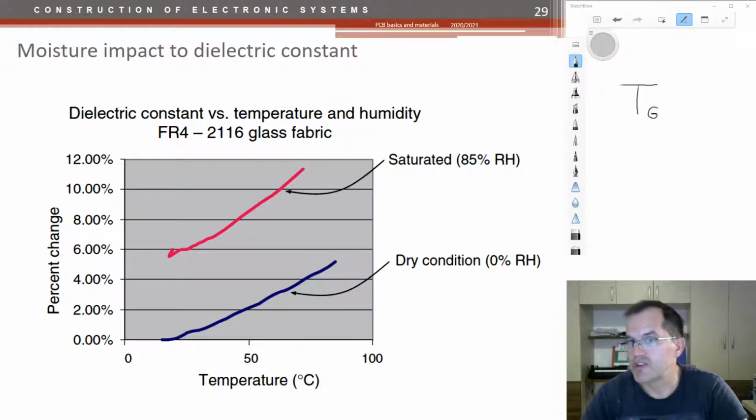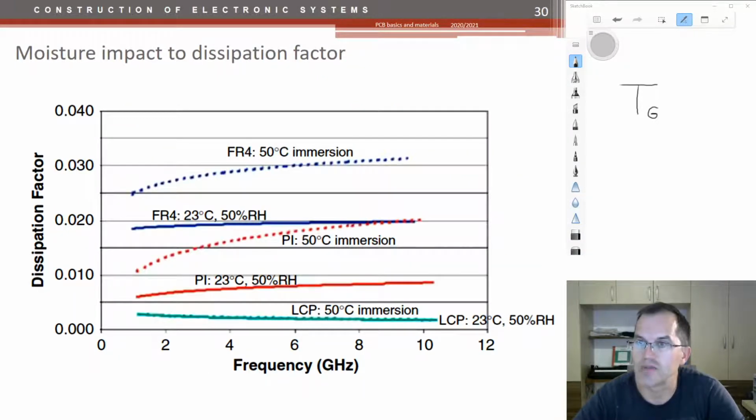There, temperature and humidity also change the dielectric constant and the dissipation factor. So nothing is constant, and all of that should be taken into account. If it's important, then you should choose the right material to be as stable as your application requires.